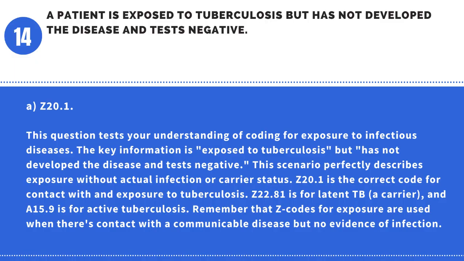The key information is exposed to tuberculosis but has not developed the disease and tests negative. This scenario perfectly describes exposure without actual infection or carrier status. Z20.1 is the correct code for contact with and exposure to tuberculosis. Z22.7 is for latent TB, a carrier, and A15.9 is for active tuberculosis. Remember that Z-codes for exposure are used when there's contact with a communicable disease but no evidence of infection.